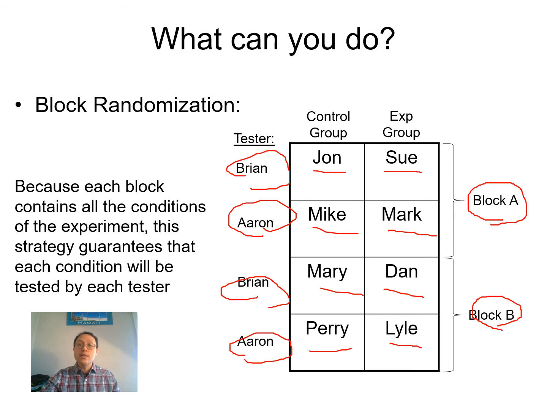So in other words, the exposure of people to the tester is balanced out within each group and also across groups.